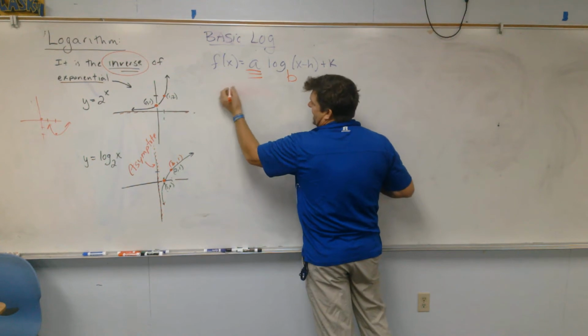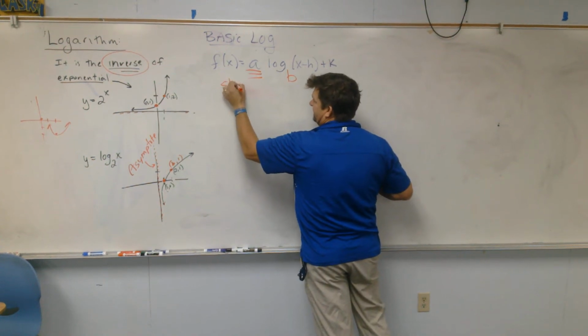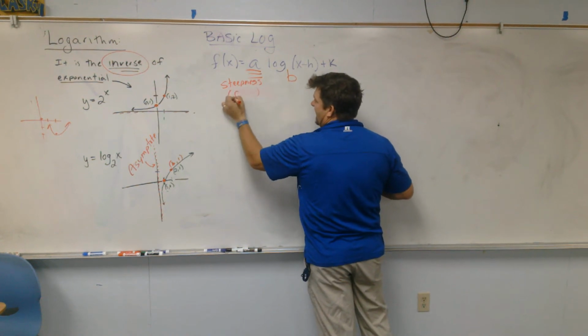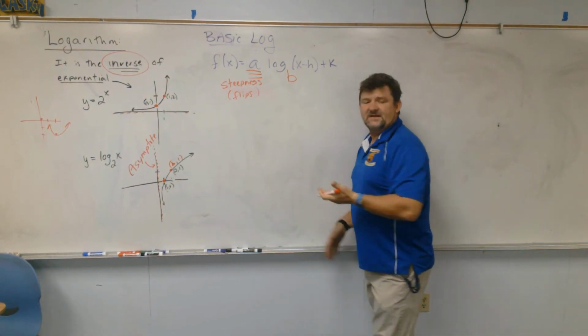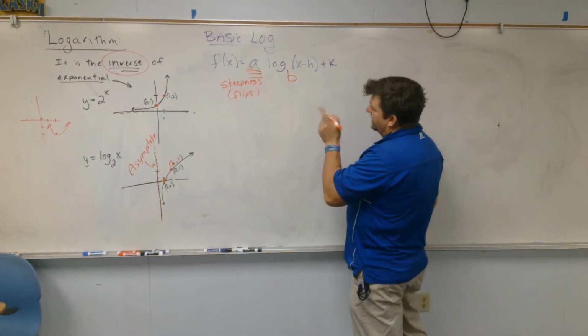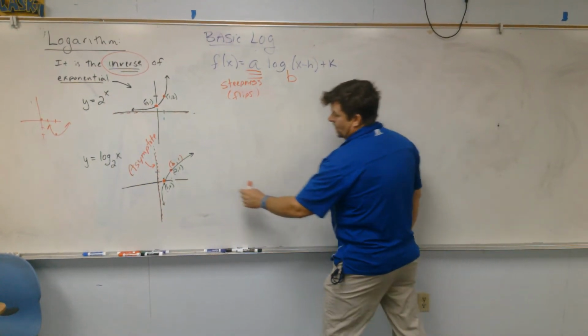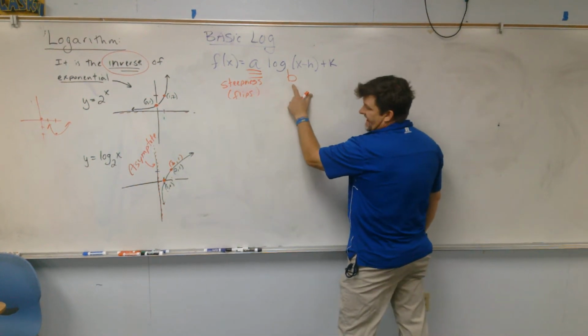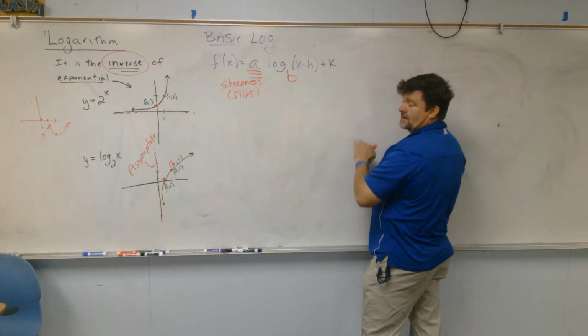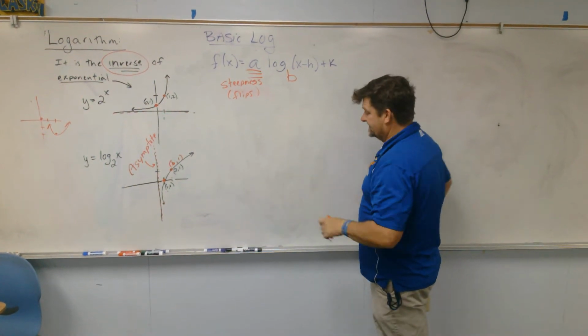A tells us the steepness, or it flips the graph. It does the same thing that it does with the parabola. It flips it upside down, widens it, squishes it, all those different things. But the key pieces are going to be this: (1, 0), (the base, 1), and then what happens with h and k. That's literally the main pieces of these things.